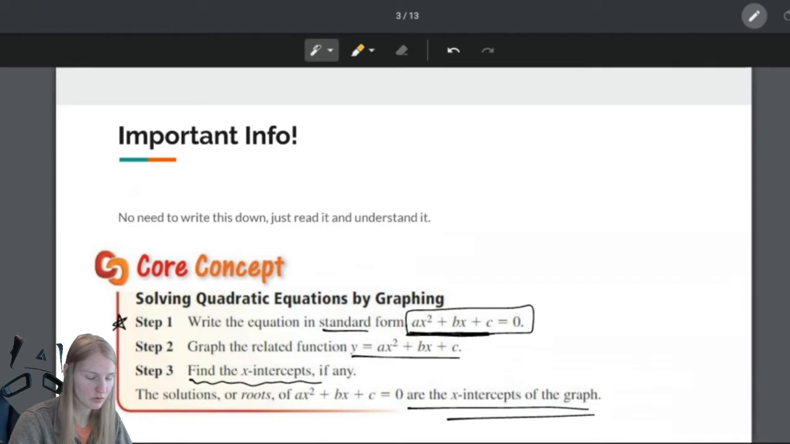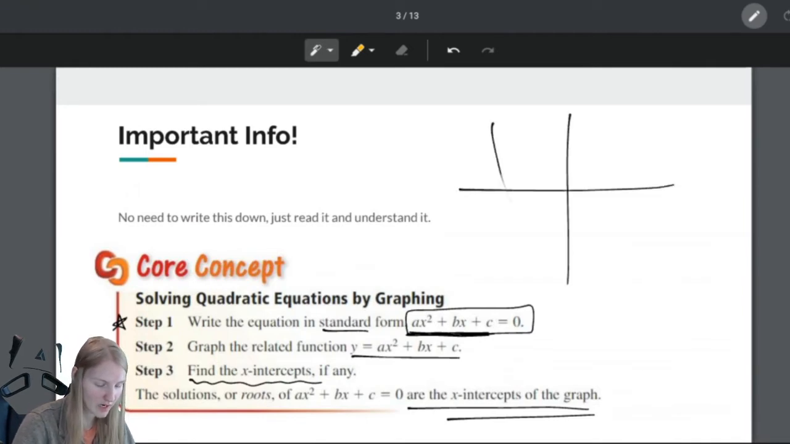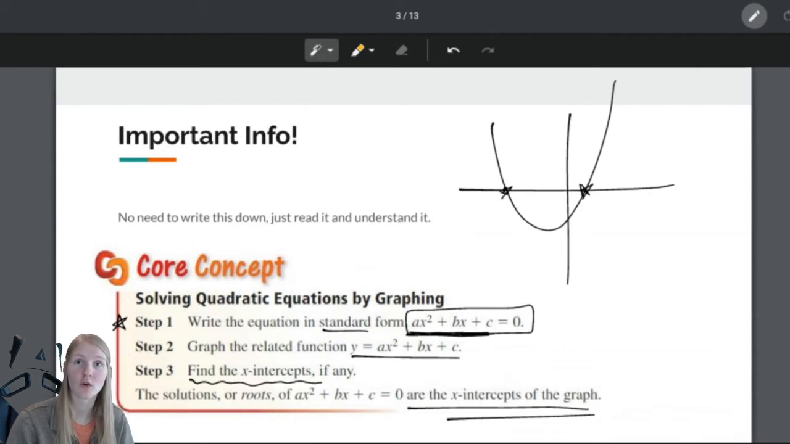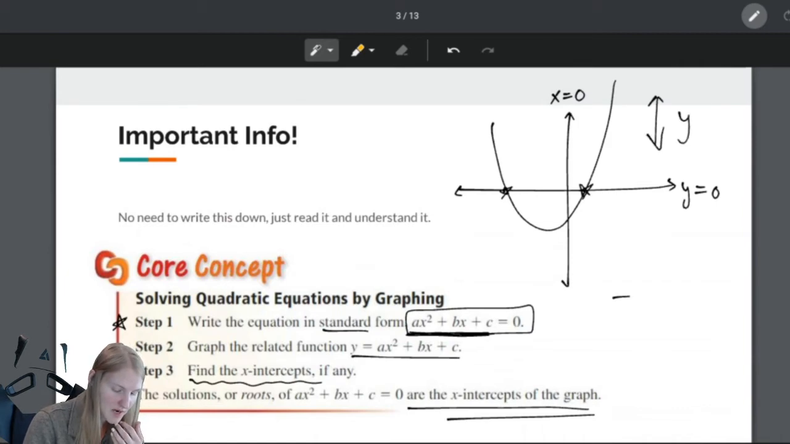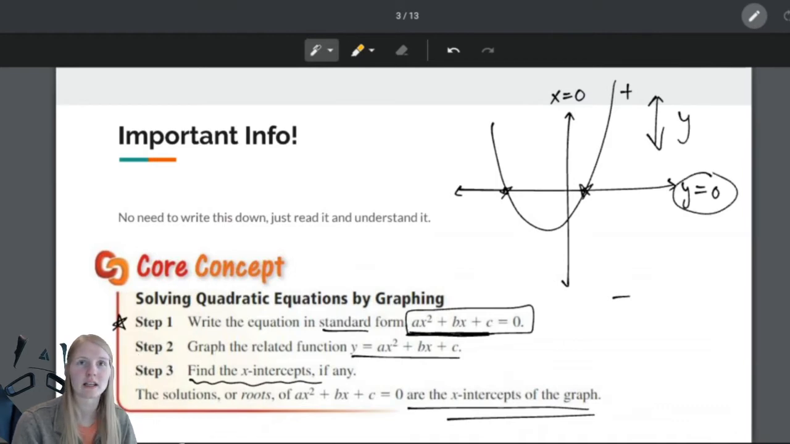Just like I told you in the entry task, if we have a graph like this, the x-intercepts are the solutions, because, remember, this is where y equals 0. The y-axis is where x equals 0, and the x-axis is where y equals 0, right? Because y goes up and down, so if I'm down, I'm negative. If I'm up, I'm positive. But if I'm on the x-axis, I'm exactly 0.